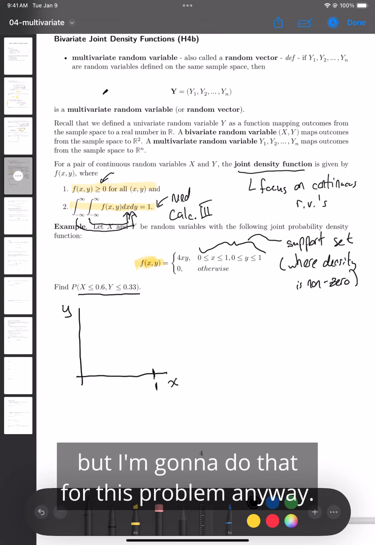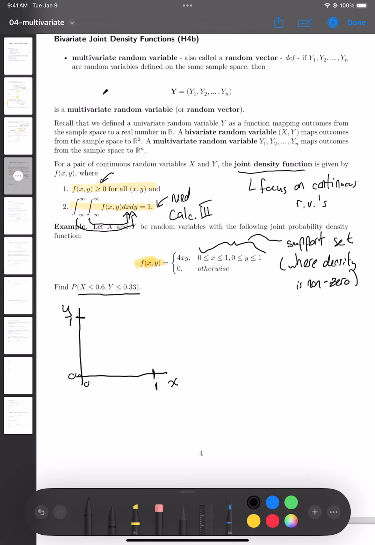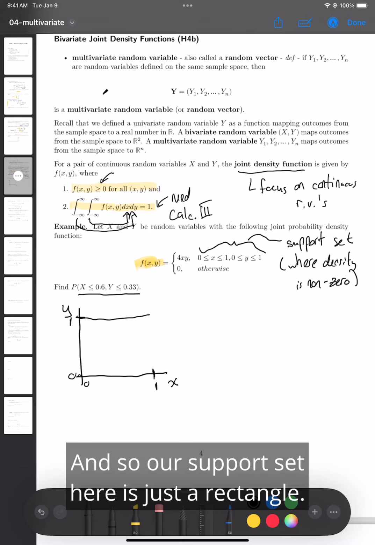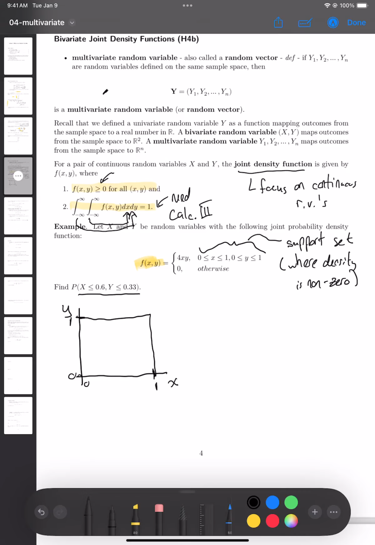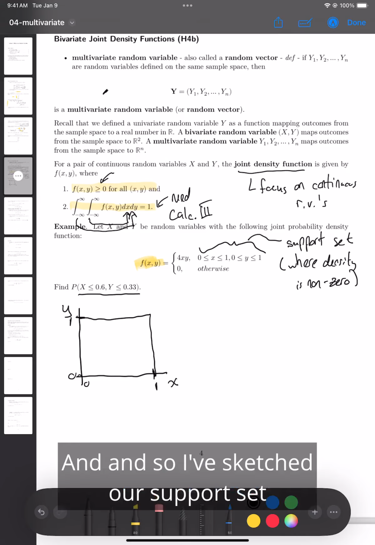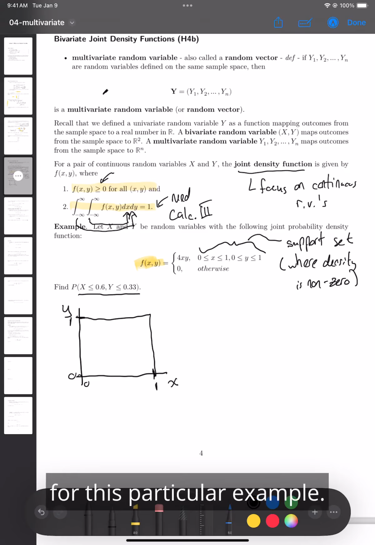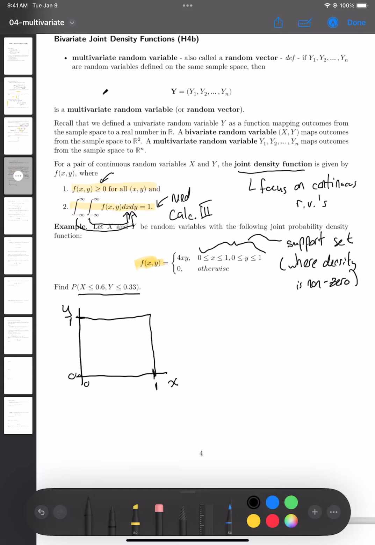But I'm going to do that for this problem anyway, and so our support set here is just a rectangle. So x can go from 0 to 1, y can go from 0 to 1, and so I've sketched our support set for this particular example.